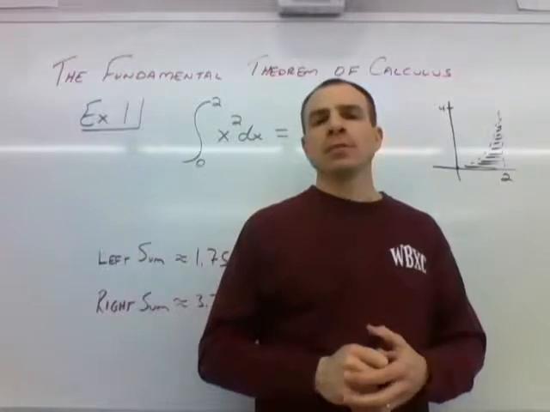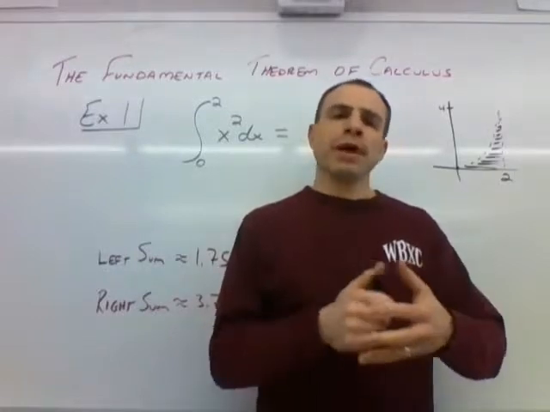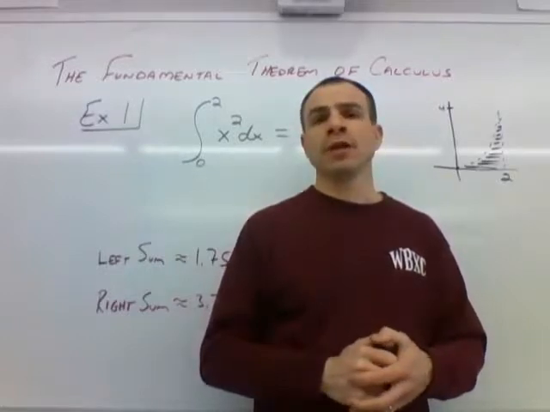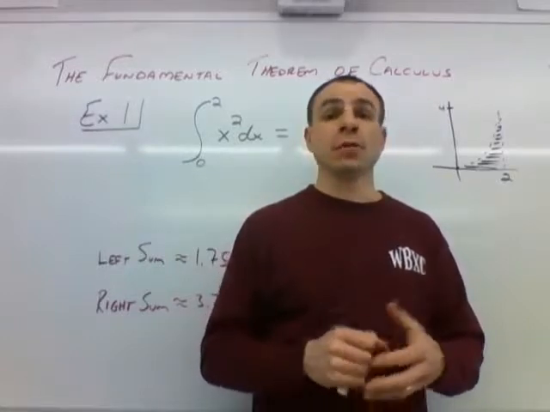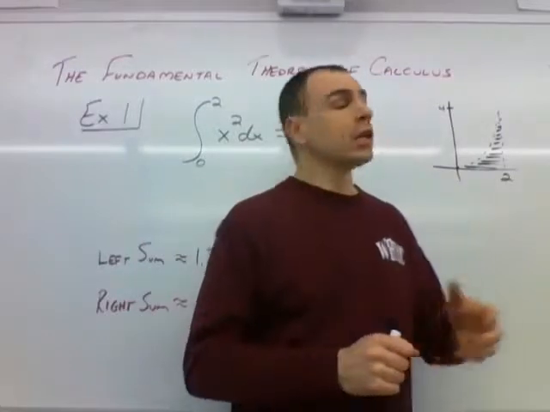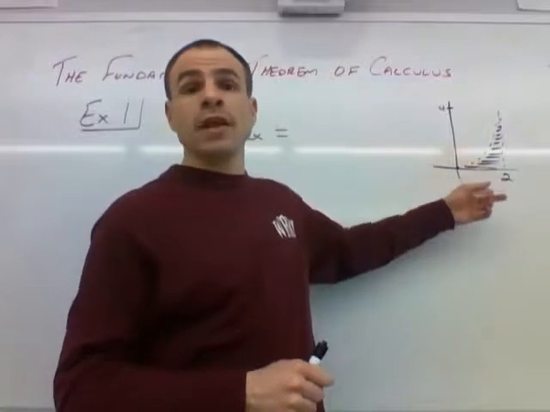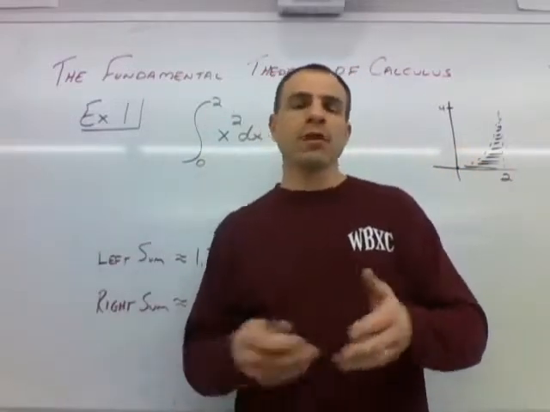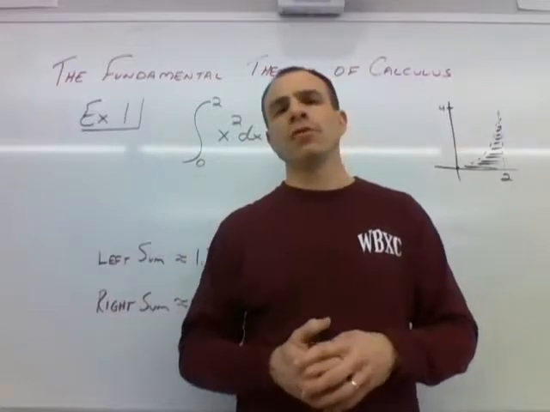Taking a look at example number 1, we're going back to the problem that we first discussed a few weeks ago with Riemann sums. We were interested in approximating the area between the function x squared and the x-axis from x equals 0 to x equals 2. And we did this through a left sum and a right sum. I believe we used 4 equal subintervals.